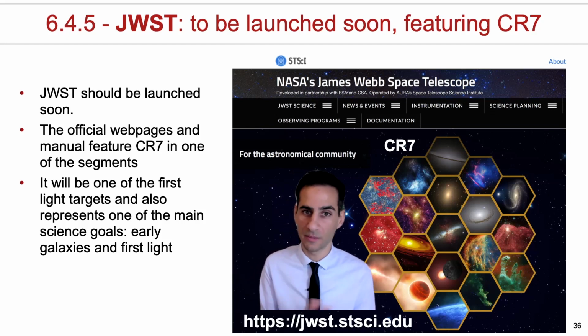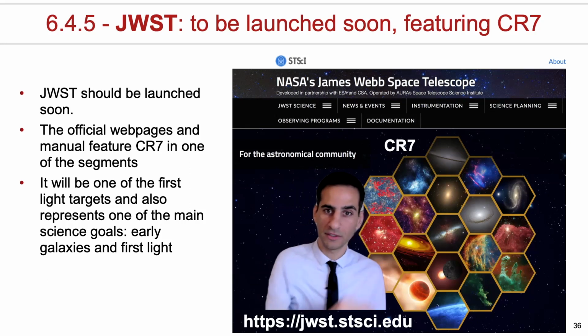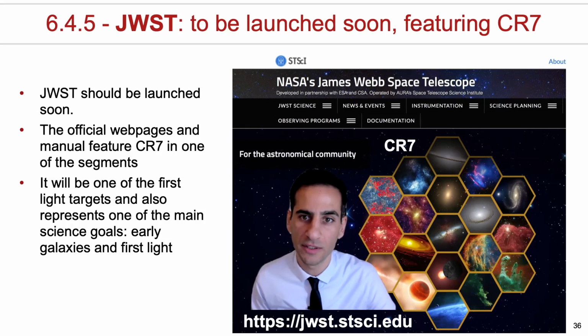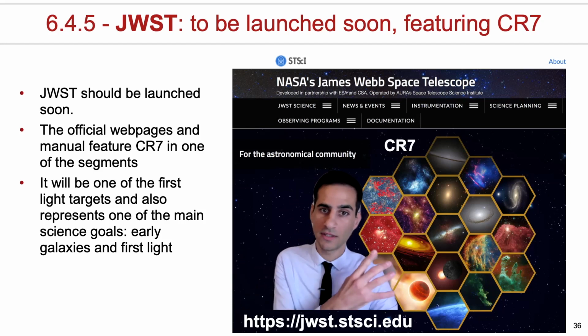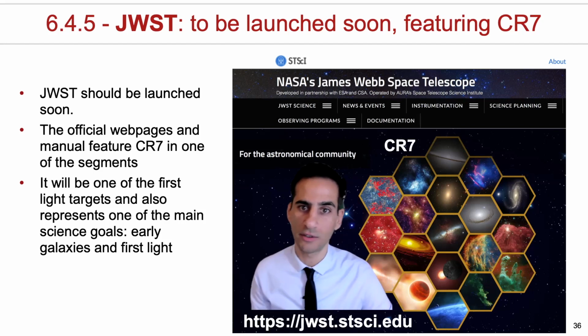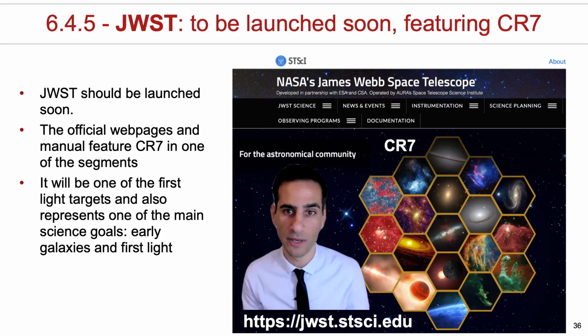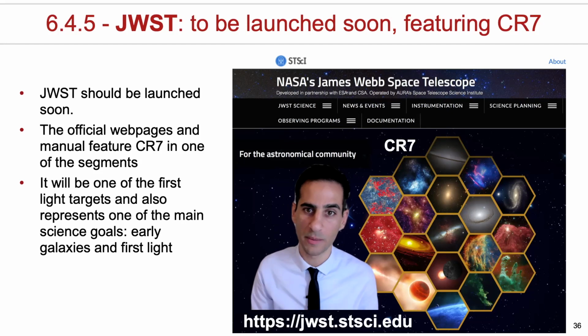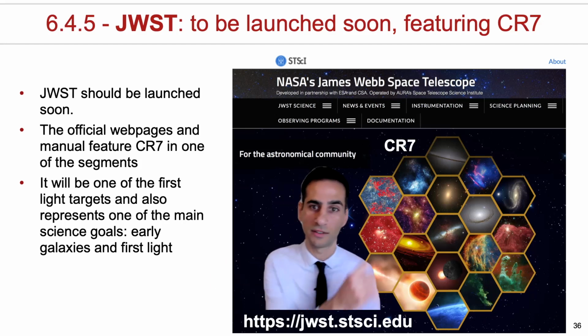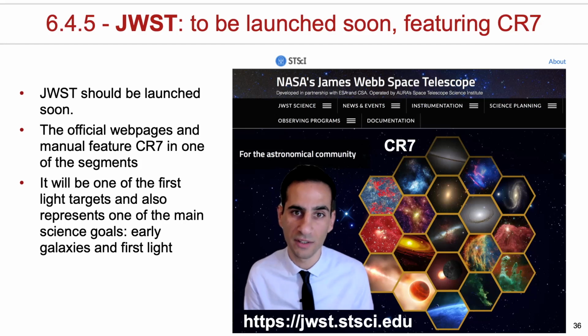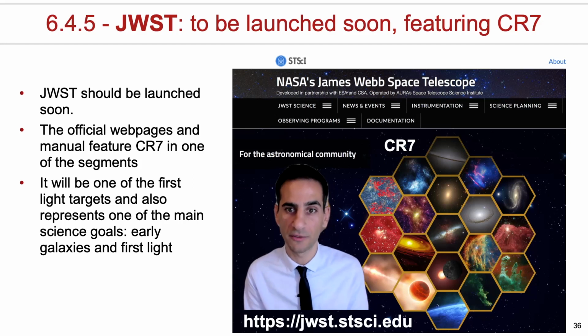And perhaps one of the things I'm mostly looking forward to is the fact that CR7, the galaxy that I've discovered together with some of my students, will be one of the first targets for James Webb. And it's also one of the reasons why you can find CR7 in all the official web pages and documentations of essentially the most expensive telescope ever built. So once James Webb goes to L2 and it deploys its mirror and its sun shield and everything works, one of the first things I will point out is the galaxy CR7, which should tell us a lot about the details of very early galaxies, including potentially some of the first stars ever formed.